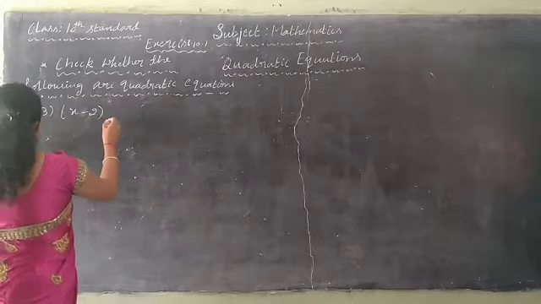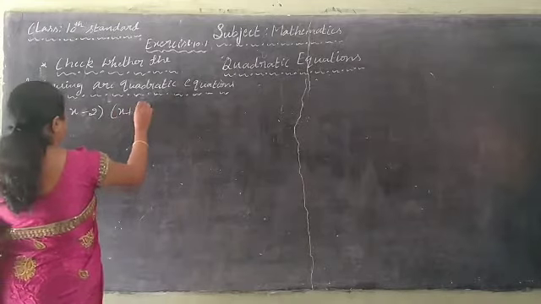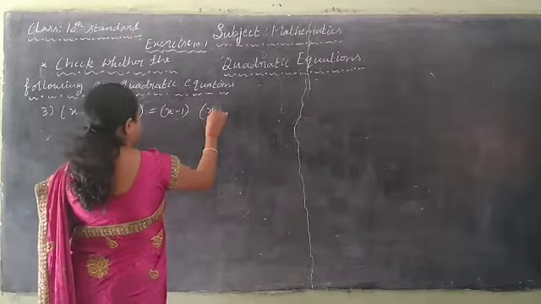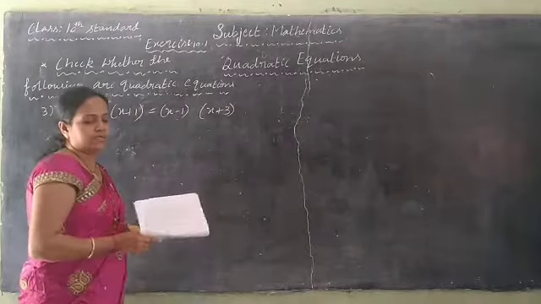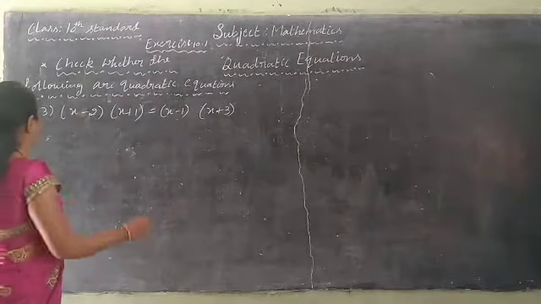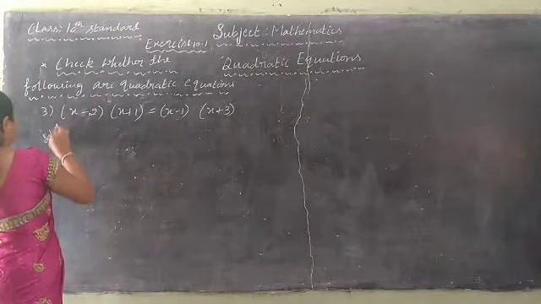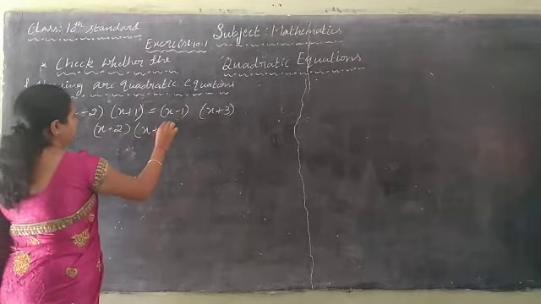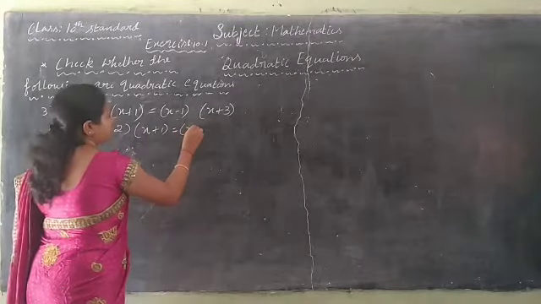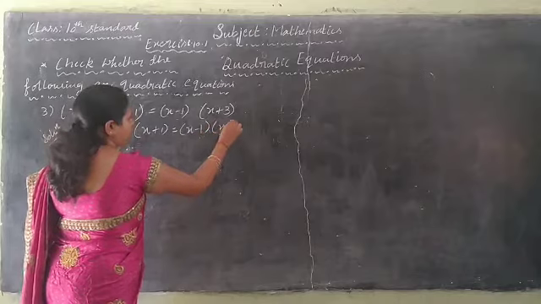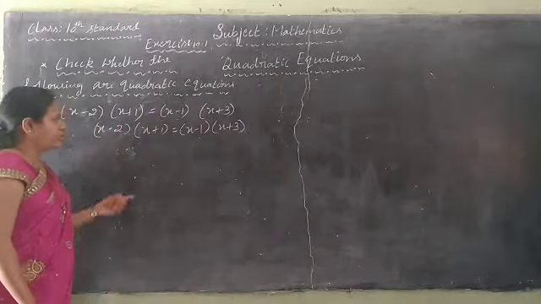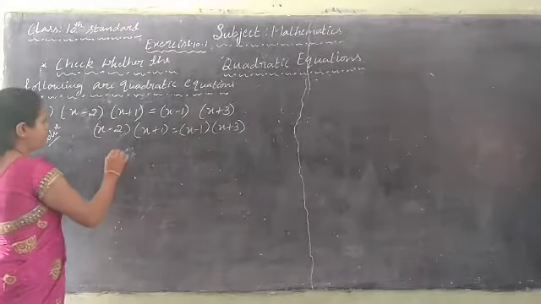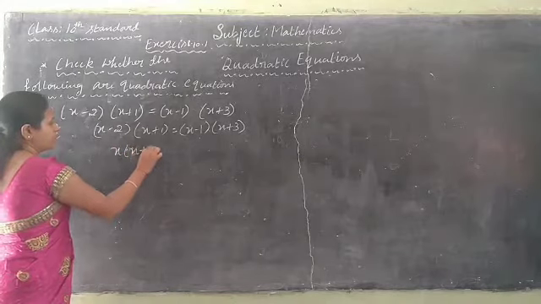x minus 2 into x plus 1 equals x minus 1 into x plus 3. Right? Now, so write down the problem once again. x minus 2 into x plus 1 equals x minus 1 into x plus 3. So now take the first term, children. What is the first term? x, and multiply into x plus 1. x into x plus 1.